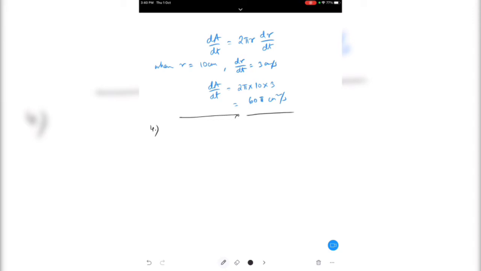An edge of a variable cube is increasing at a rate of 3 centimeter per second. Again they have given you a cube problem.